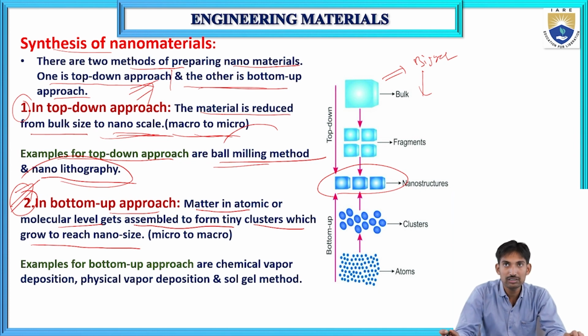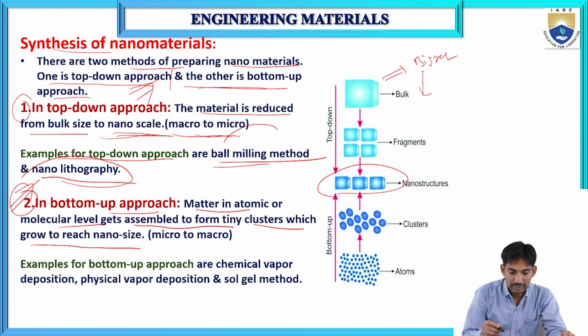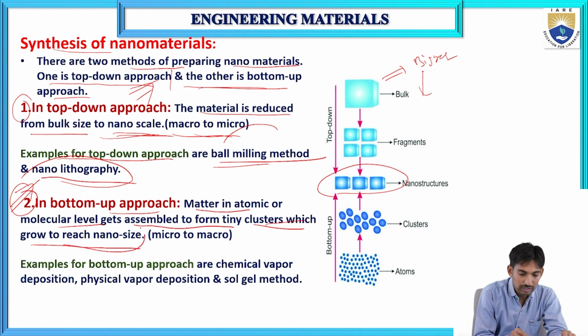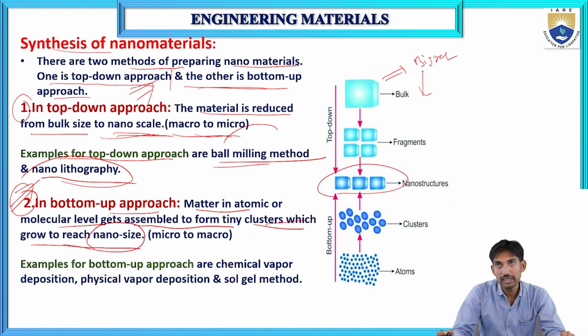Okay, the small molecules, the size of these atoms, are less than nanomolecules. These atoms are assembled together and form tiny clusters which grow to reach nano size. These small molecules aggregate together, assemble together, and form clusters. These clusters lead to the nanostructure.